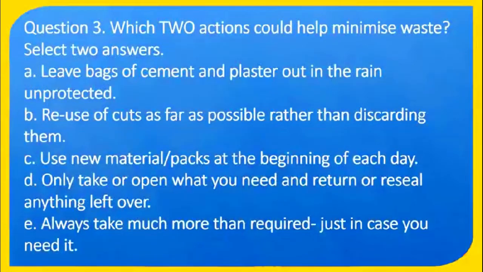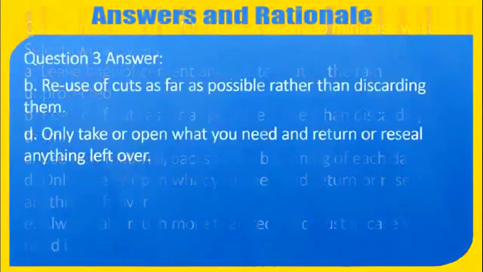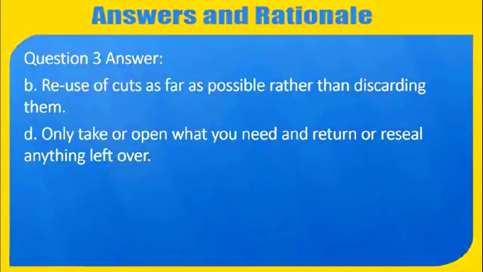Question 3. Which two actions could help minimize waste? Select two answers. A. Leave bags of cement and plaster out in the rain unprotected. B. Reuse of cuts as far as possible rather than discarding them. C. Use new material packs at the beginning of each day. D. Only take or open what you need and return or reseal anything left over. E. Always take much more than required just in case you need it. Question 3 Answer, B. Reuse of cuts as far as possible rather than discarding them. D. Only take or open what you need and return or reseal anything left over.